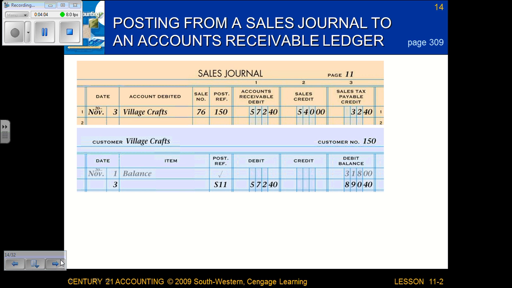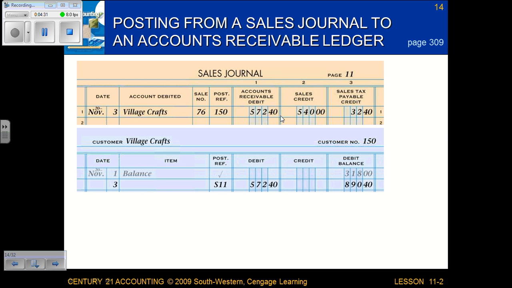Next, we need to post from the sales journal to the accounts receivable ledger. When we are dealing with our sales journal like we did in the last chapter, remember that there is a special column for accounts receivable debit. So a sales journal, the only time we use that was whenever a customer bought something on account or charged it. So it looks like on November the 3rd, the Village Craft come in.